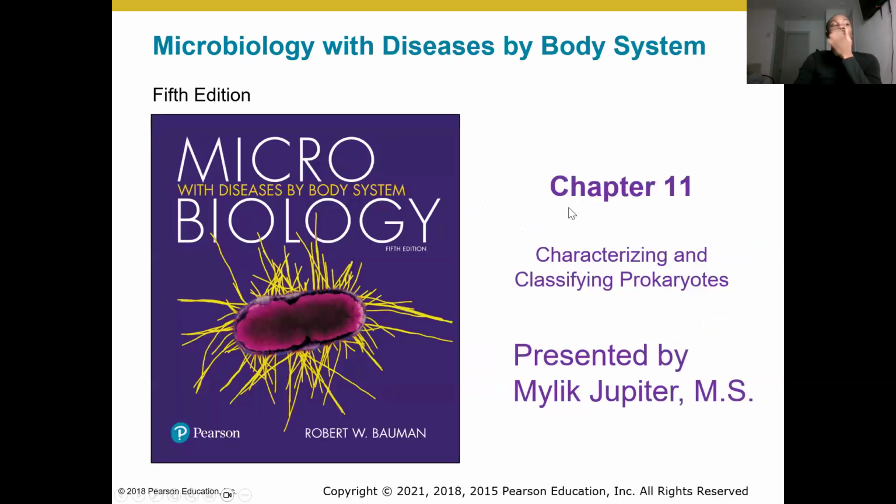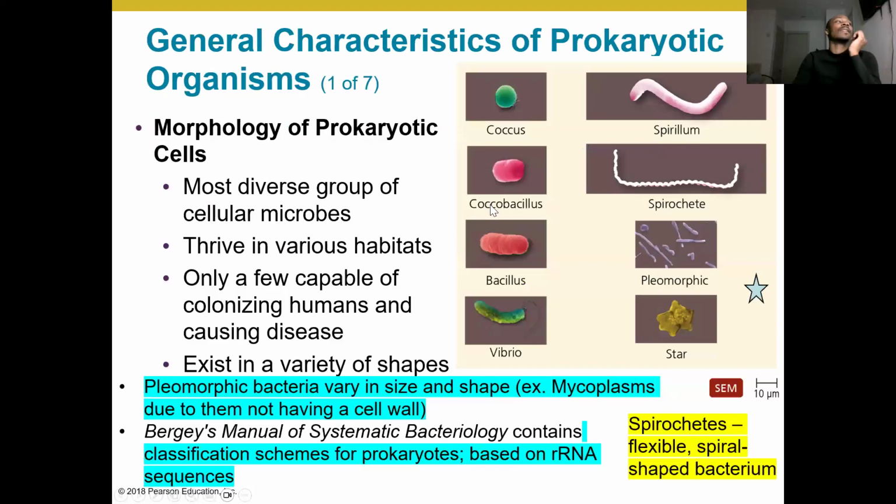Chapter 11, we're looking at characterizing and classifying prokaryotes. Remember the morphology of prokaryotes, right? For example, cocci are spherical, bacilli are more rod shaped. These pleomorphic bacteria vary in size and shape. They don't have a defined size or shape. An example is mycoplasmas. These are examples of pleomorphic bacteria because they don't have a cell wall, so they vary in shape. Spirochetes are flexible spiral-shaped bacteria.